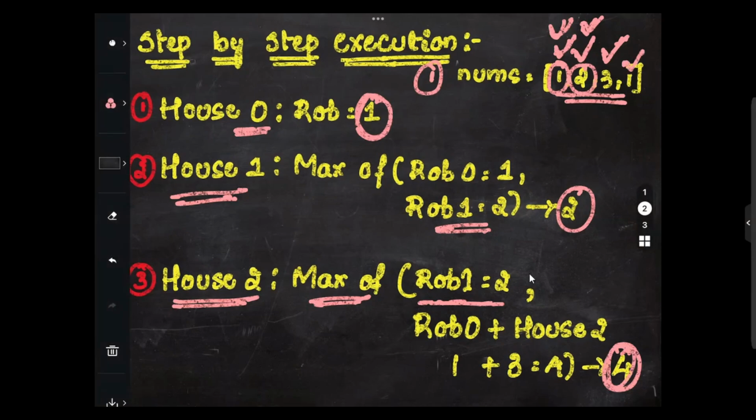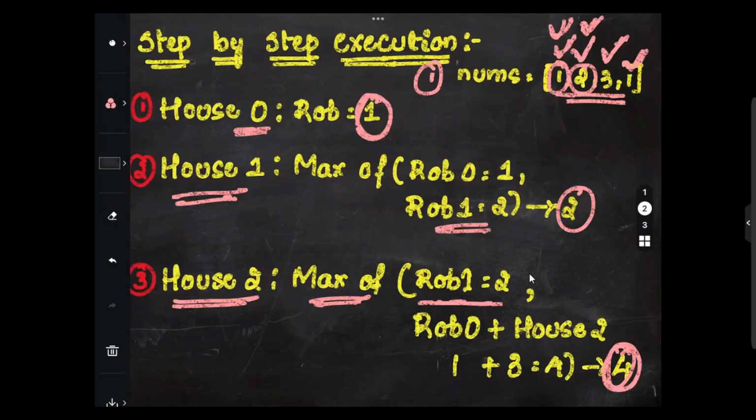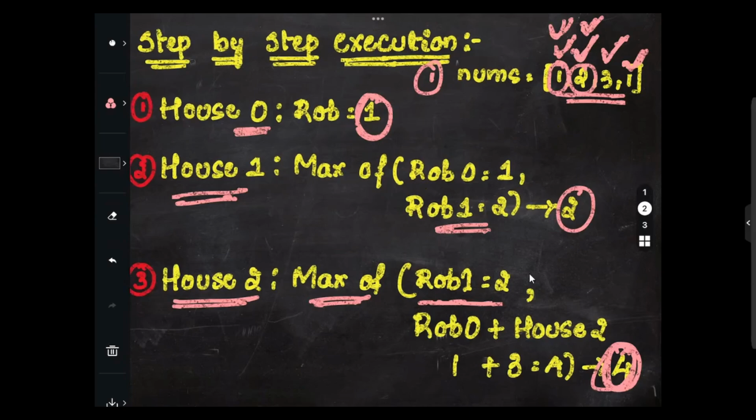Let's move on with house 3, the final house here, right? So this will be the maximum of rob 2 comma rob 1 plus house 3. Maximum of rob 2 here, we got rob 2 as 4, right? For rob 2 we are considering rob 0 plus house 2 here. This one 4 comma rob 1 plus house 3. Rob 1 is nothing but 2.